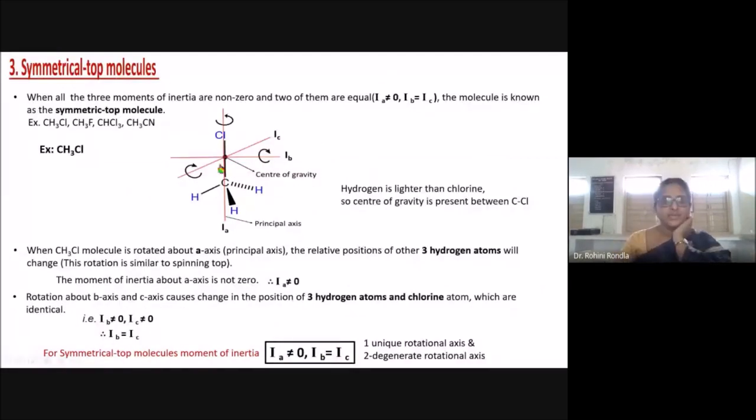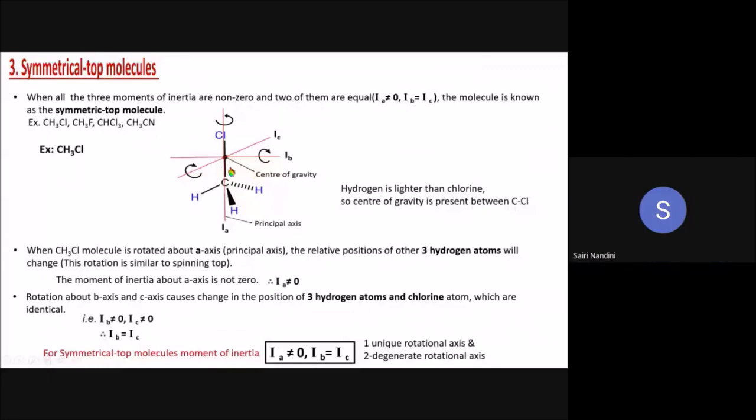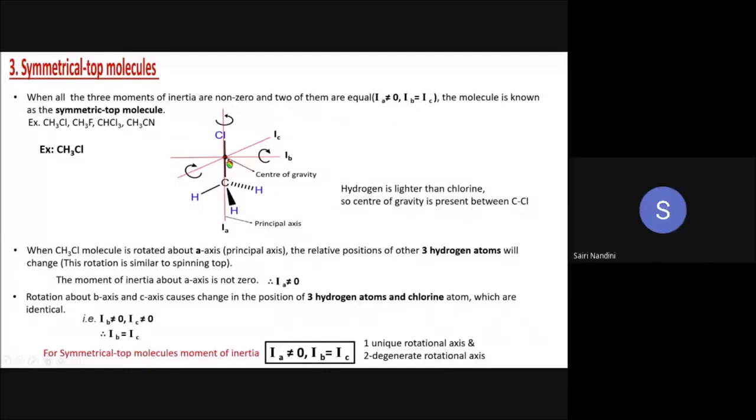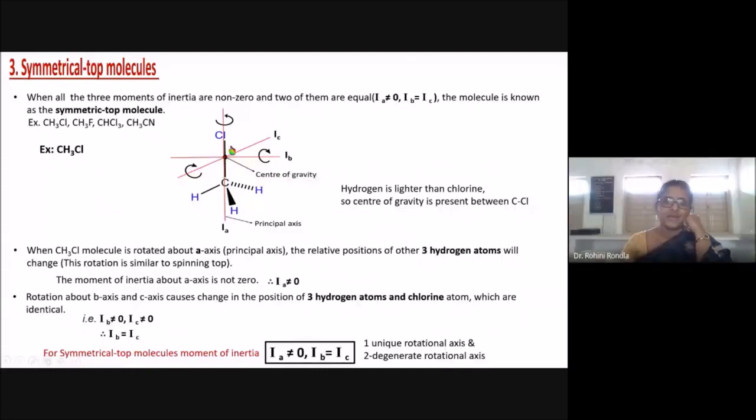Symmetrical top molecules. Please observe this molecule. What is the name of this molecule? Methyl chloride, or chloromethane. Okay. The center of gravity is located at, tell me, where? Is it at chlorine? The center of gravity is not at chlorine; it is between the carbon and chlorine. Yes, the center of gravity is located towards the chlorine side. Look, it is not exactly in the middle, it has moved a little upward. So the center of gravity is located towards the chlorine side because of the high mass of the chlorine atom.